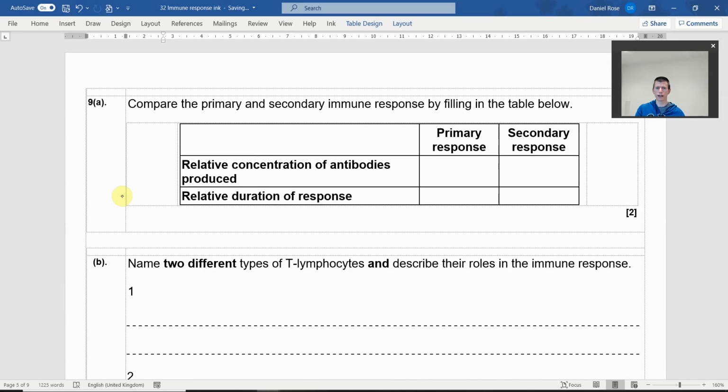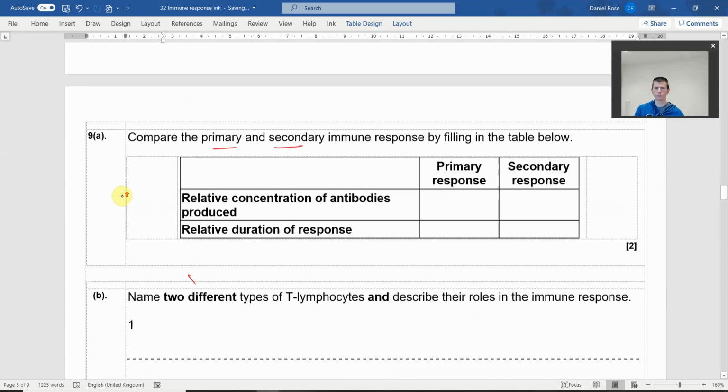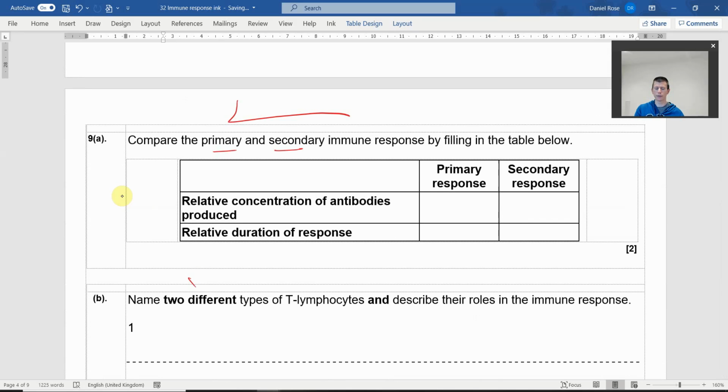And the last one to have a quick look at, because this is one that examiners said people did badly: compare the primary and secondary immune response by filling in the tables below. So, relative concentration of antibodies produced in a primary response. Remember, this is getting at this kind of graph where you've got time down the bottom, and up the side you've got antibodies. So you get this kind of double hump graph. And what we're looking at is what the difference is between that first hump and then that second hump.